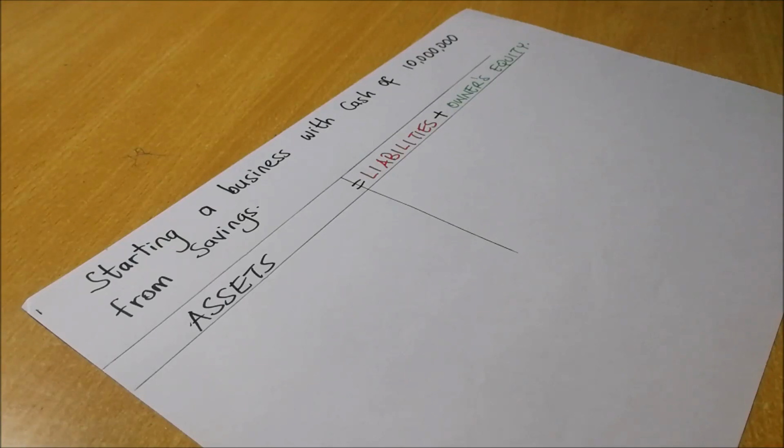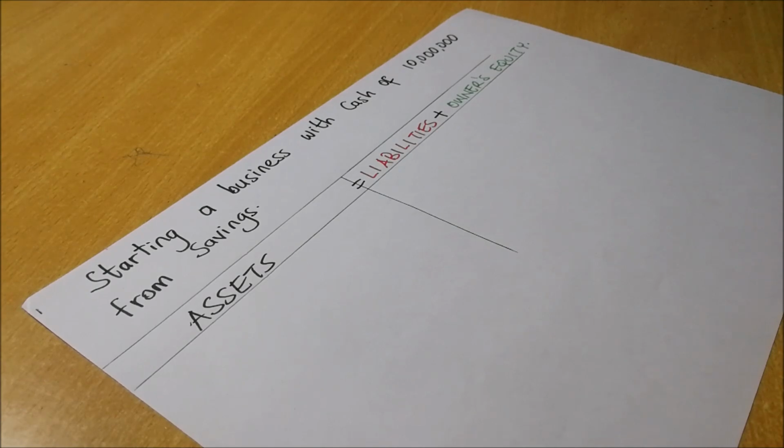Like I said in our previous session, when we are trying to analyze the effect of transactions on the accounting equation, we are supposed to analyze it in 3 simple steps. The first step is that we need to know what happened, and we are able to figure that out by just reading the transaction. For example, in this case, starting a business with cash of 10 million from savings, that is what happened. After knowing what happened, we are supposed to ask ourselves, what items have been affected by what has happened?